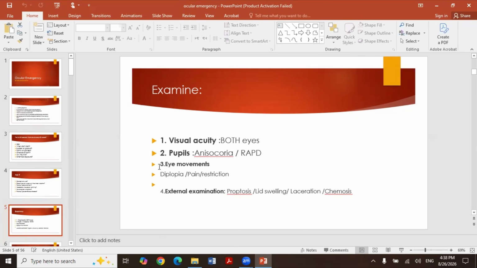Number three, the eye movement. Is there restriction, is there pain when he moves the eye, is there diplopia when he moves the eye or not. And the external examination: we should know if there is proptosis or ptosis, lid swelling, chemosis, or laceration.